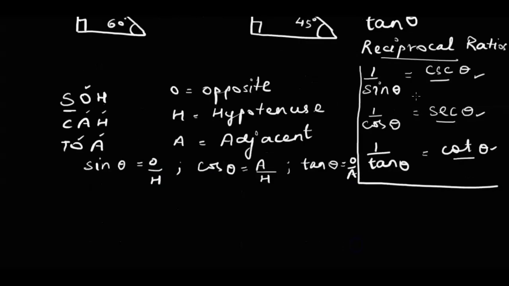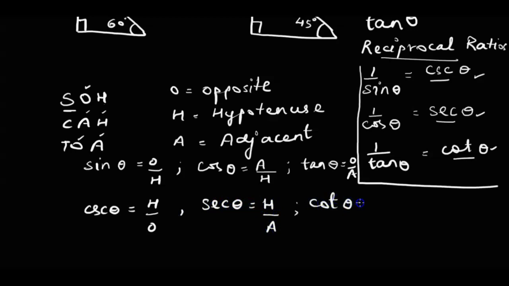Similarly, if we want to get the reciprocal ratios, cosecant theta will be equal to, just reciprocate it, hypotenuse over opposite. Secant theta will be equal to hypotenuse over adjacent, and cot theta is equal to adjacent over opposite. Now, how are these special triangles useful to get all these trigonometric ratios? So now we have 6 trigonometric ratios to work with.